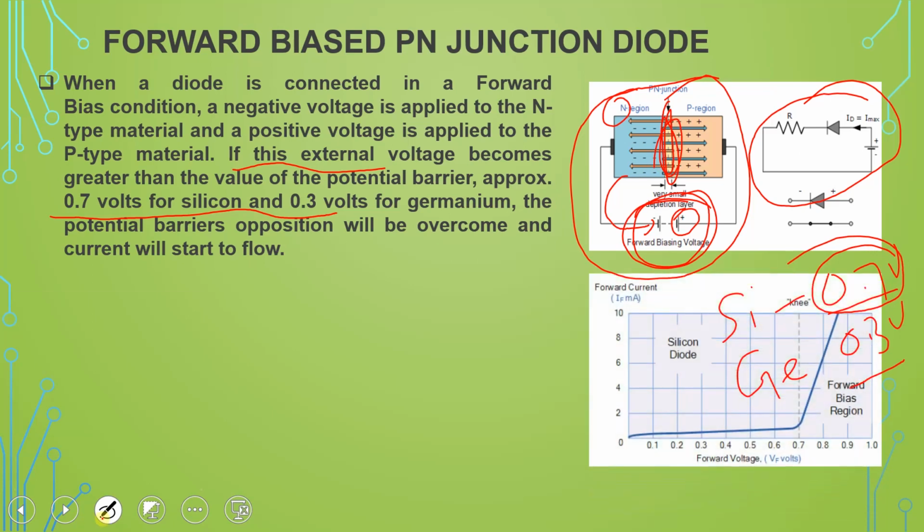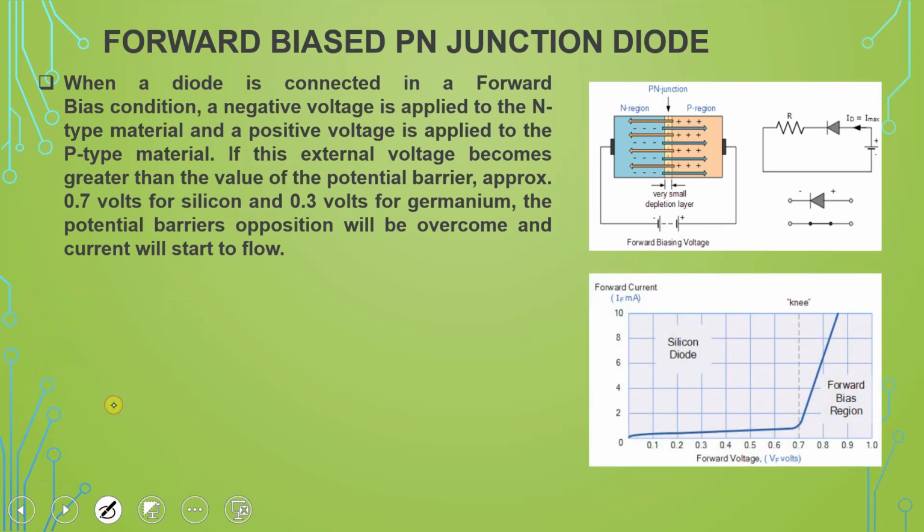This diagram shows the graph for the forward current. Here it is almost 0. When it reaches the value 0.7, it starts increasing. This is called the forward bias region, and this is for the silicon diode. If it is for the germanium diode, then it will start at 0.3 volts.